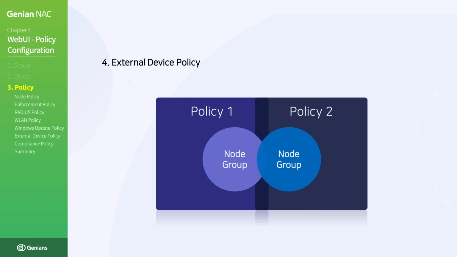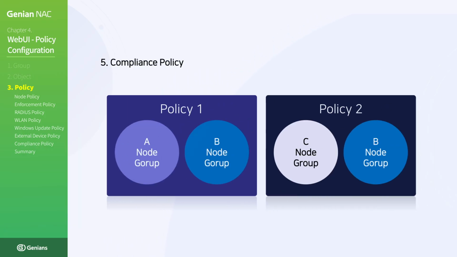The external device policy targets node groups for policy enforcement. When a node is part of multiple node groups, it can have multiple policies applied concurrently. The compliance policy is configured by assigning multiple node groups to the policy. If a node exists in multiple node groups, it will receive and apply multiple policies.